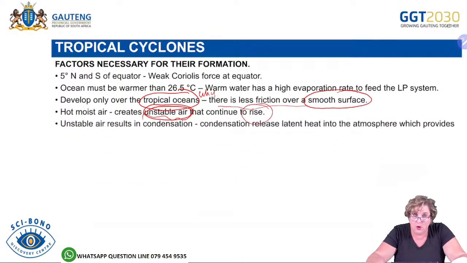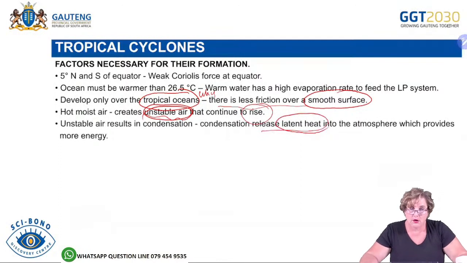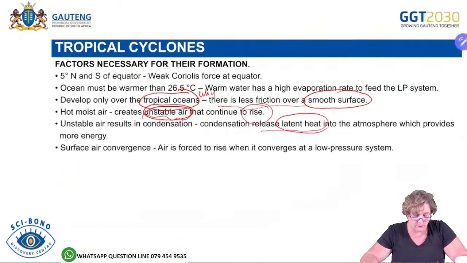Unstable air will result in condensation, and condensation releases latent heat into the atmosphere, which provides more energy. So the bigger the condensation, or the stronger the condensation is, the more latent heat will be released, and that will give the tropical cyclone its energy to move.